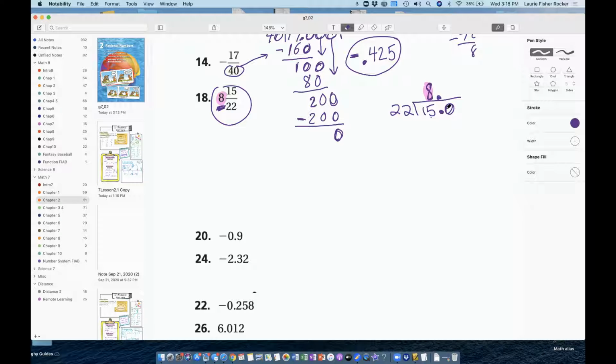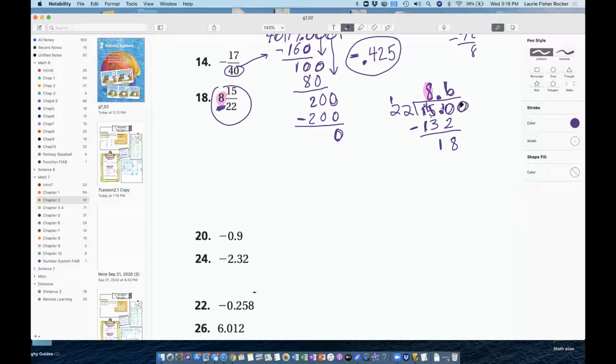4, 5, 6, 7. All right, I think 7's too much. Let's try 6. So 6 times 2 is 12, carry the 1. 6 times 2 is 12, 13, 132. So my remainder here when I subtract can't be bigger than 22. So I carry, 10 minus 2 is 8. 4 minus 3 is 1. Oh, look, we made it, because this is 0. So it's less than 22. If that number was bigger than 22, then 6 was my wrong choice, and I'd have to go up one.